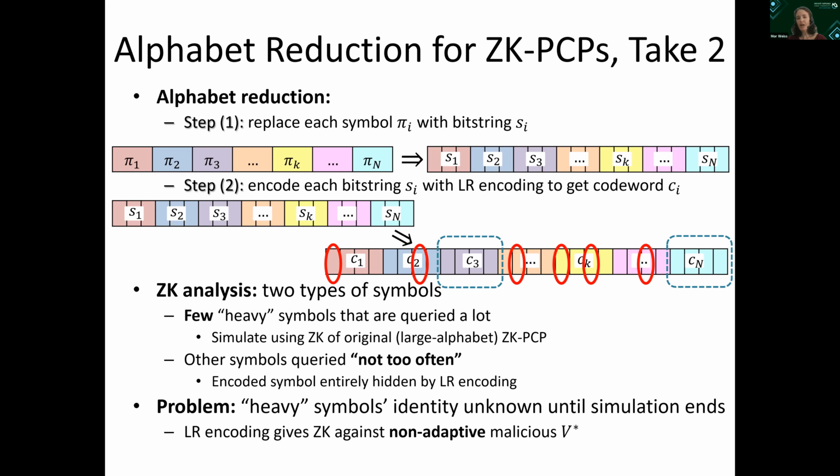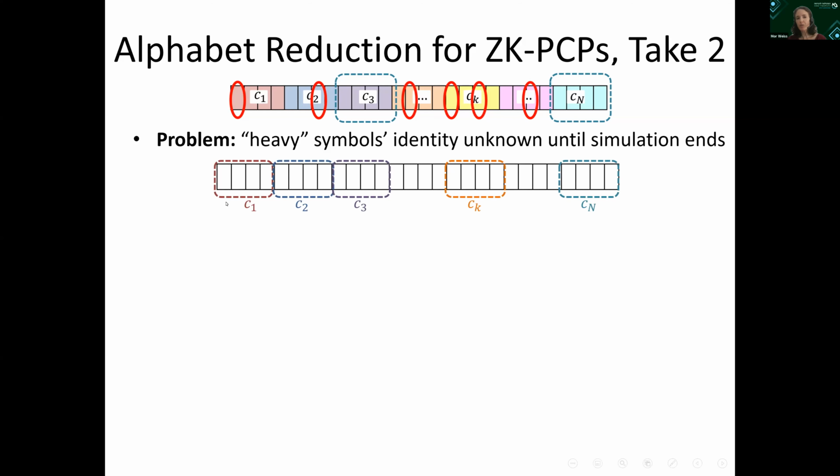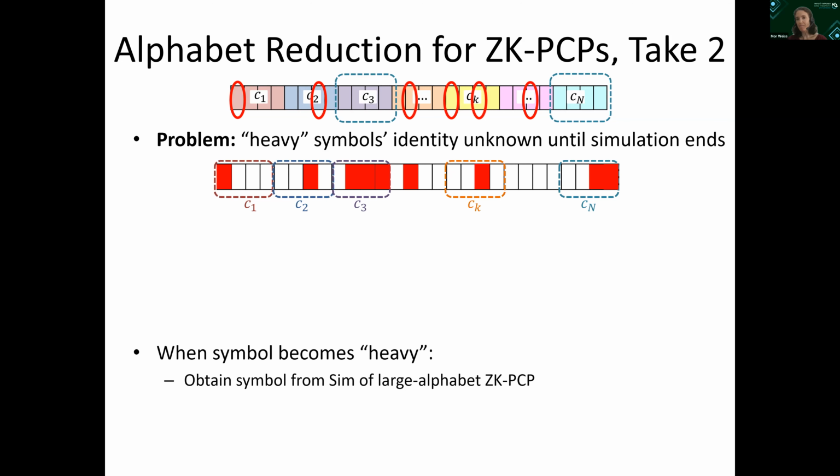And I want to explain a bit more thoroughly why we have an issue here. So we start out with a proof, and we can think of the proof as being divided into sections. Each section is the encoding of a different symbol. Now the verifier starts reading bits from the proof, and at some point, some symbol becomes heavy. Once it becomes heavy, meaning the verifier queried many bits from this encoding, we can ask the underlying zero-knowledge PCP simulator for the corresponding symbol.